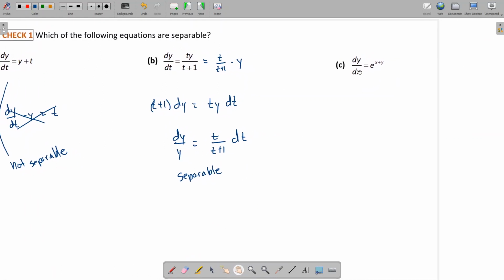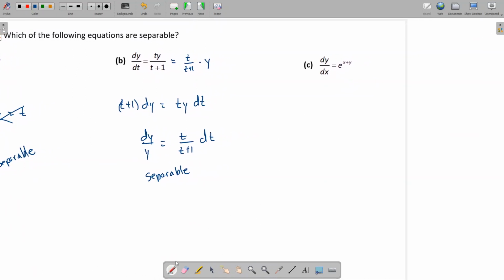Okay, last one over here. So this one is not immediately obvious. You have to apply some exponent rules on this one. So we have dy dx equals e to the x times e to the y. We know that if you have a sum of exponents, you could write that as a product of two exponential terms with the same base. Now you can see it is a product of a function of x and a function of y. So this one is separable.